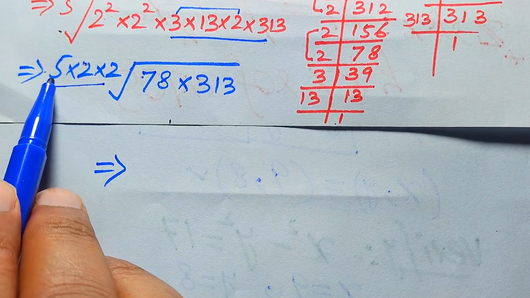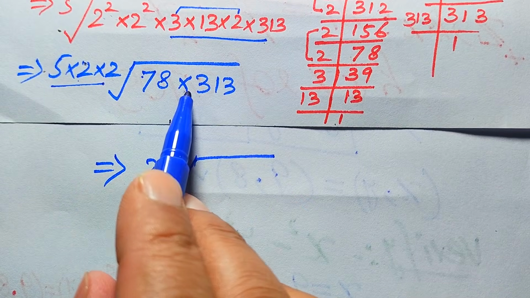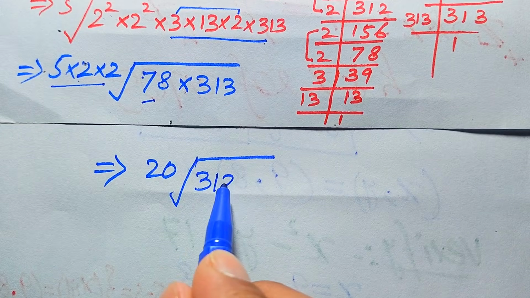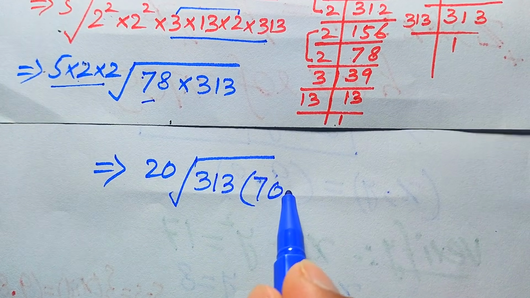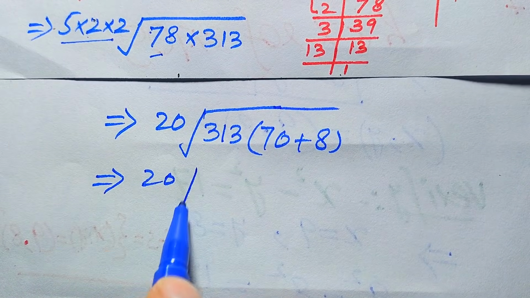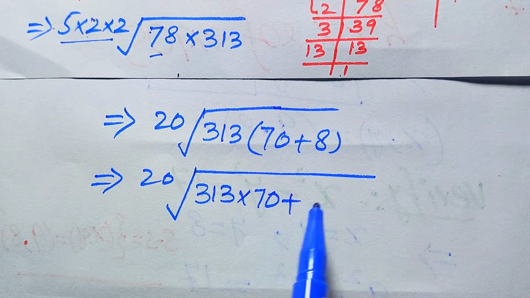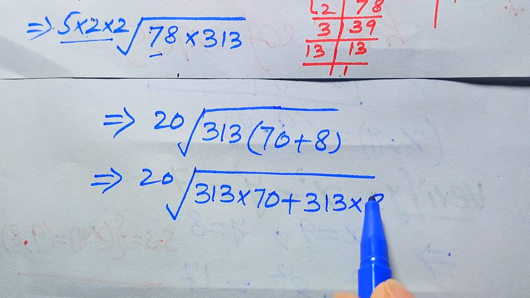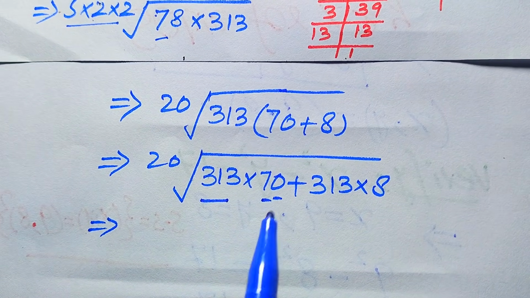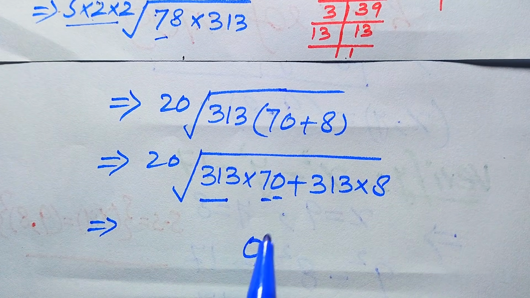So we multiply these values, 5 times 2 is 10, 10 times 2 is 20. So we get here 20 times the square root of 78 times 313. So we break the 78 as, we write 313 as it is, and we write 78 as 70 plus 8. So we multiply 313 separately on both of these two values, and it will become 313 multiplied by 70 plus 313 multiplied by 8. So we consider this is a one digit number, this is a two digit number, and 0 times this number becomes 0, and 7 times this number equals to 7 3s are 21.